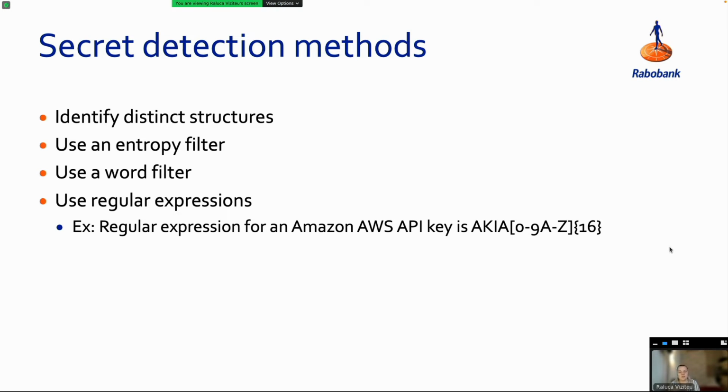Also, they could use regular expressions. Regular expressions are sequences of characters that specify a search pattern. They can be defined by the user of the secret scanning tool or by the provider of the tool, and they can be personalized to specific code repositories. There are tools that can be used for other detection methods. They are efficient in detecting distinct structures and words in code repositories. For example, there on the slide is an example of a regular expression which can detect an Amazon AWS API key.